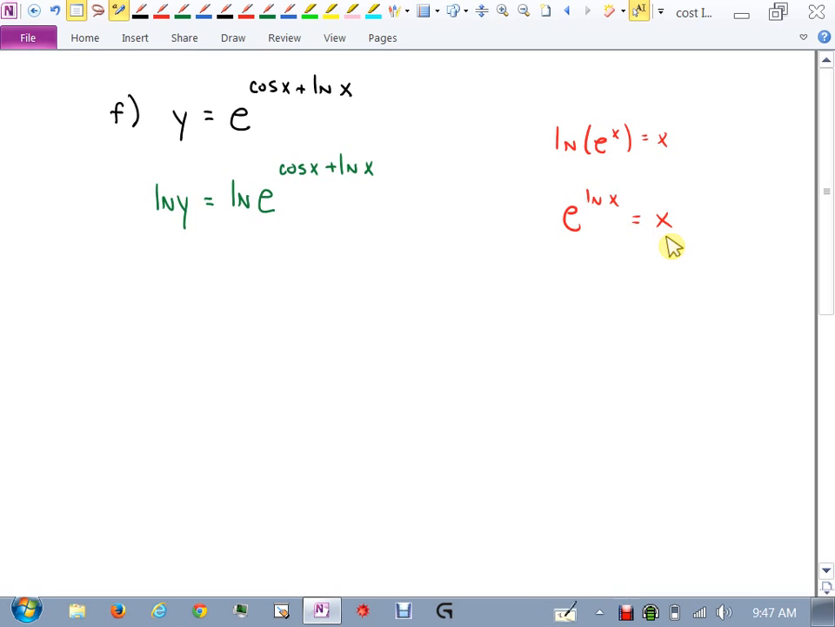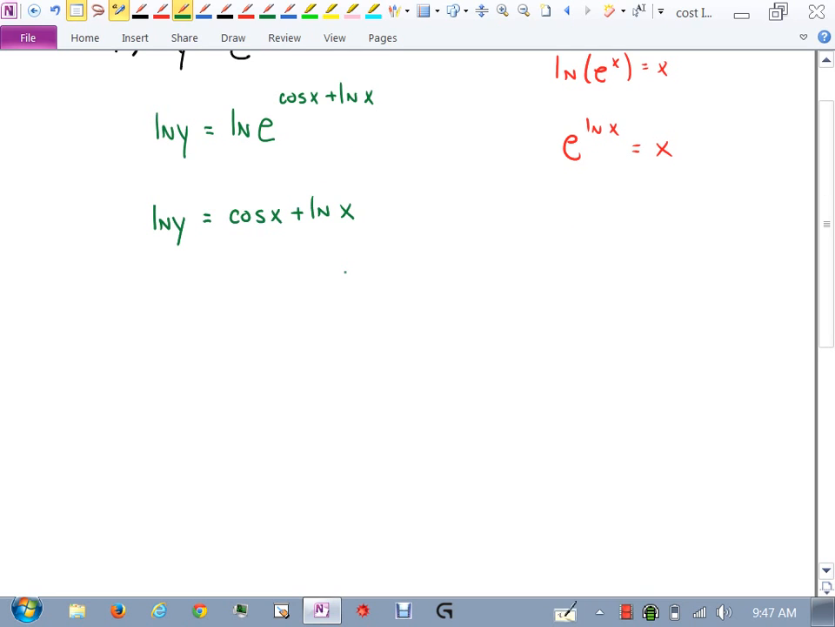All right, so what we'll have now is natural log y equals cosine x plus natural log x. And now I need to actually find the derivative, right? But I have natural log of y on the left side, so I can't just do a standard derivative. I need to do implicit differentiation. So I take the derivative of the left and right-hand sides. Derivative of the left side would be what? And be careful. What's the derivative of natural log of y? 1 over y, y prime.